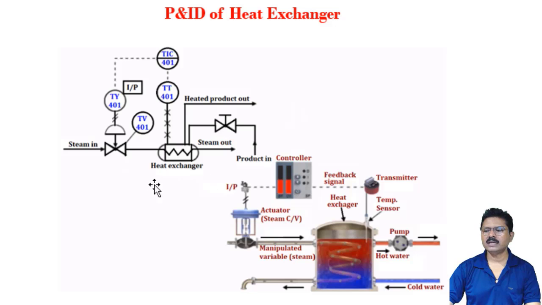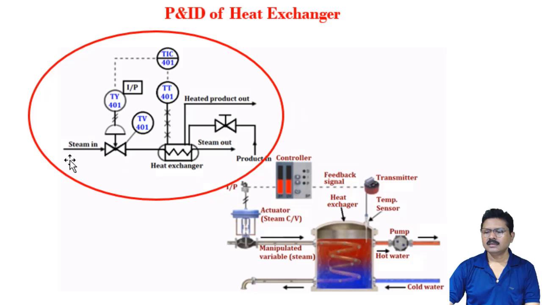Say this is the piping and instrumentation diagram of a heat exchanger. This is the heat exchanger, this is the control valve. Steam enters into the heat exchanger. This is a particular fluid having low temperature. Because of the presence of steam, this fluid is getting heated and ultimately a heated product is at the output. This is the normal process. How this process is controlled is explained in this P&I diagram.